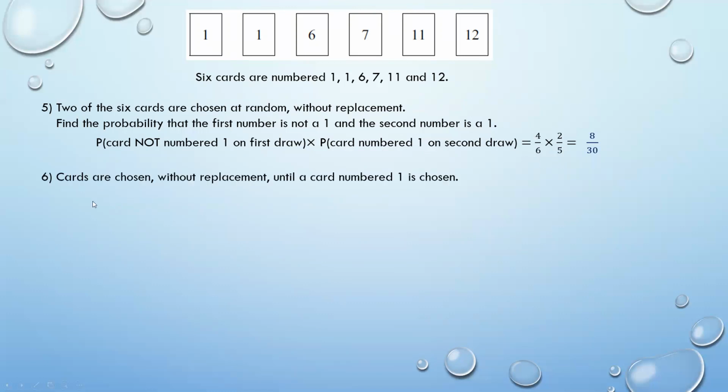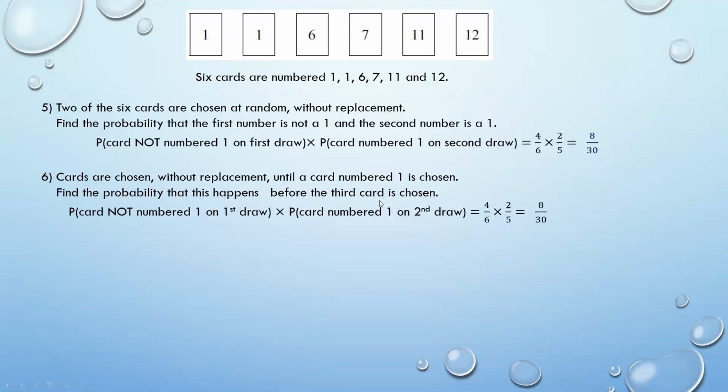Number 6. You are choosing cards without replacement until card number 1 is chosen. So this is the condition: I keep picking until I get number 1, and then I stop. The question is asking to find the probability that this happens before the third card. That means I already get 1 on the first draw, which is 2 over 6.